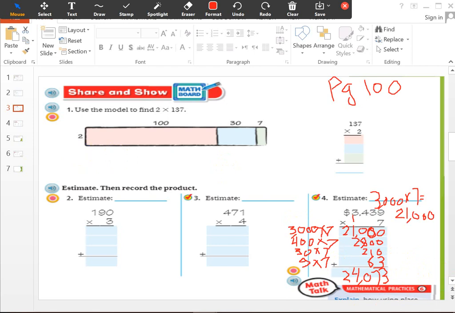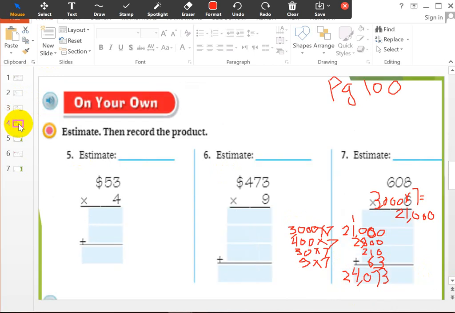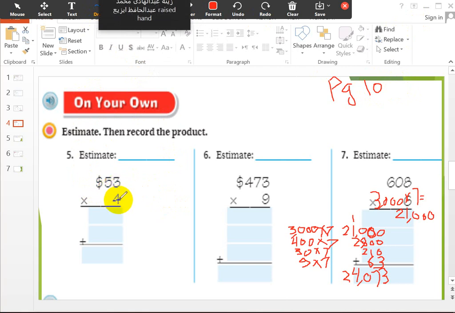Now, okay, I think all of you finished. So let's move to exercise 5 on this page. Now, let's solve exercise 5. I want to multiply 53 with 4. If you have any question, girls, you can type it in the chat box.